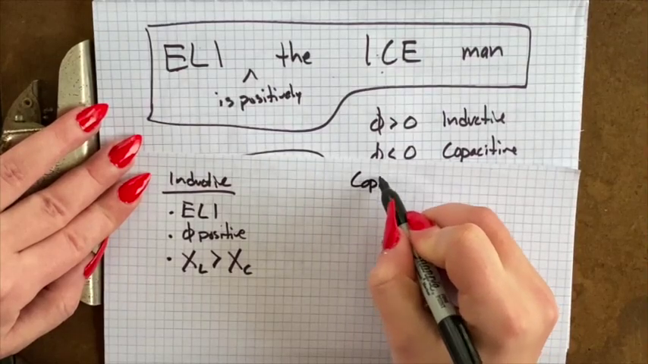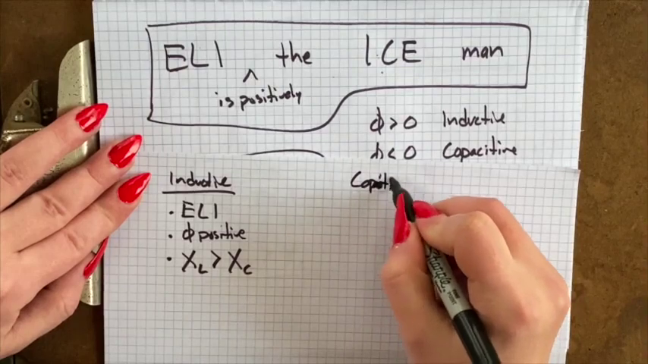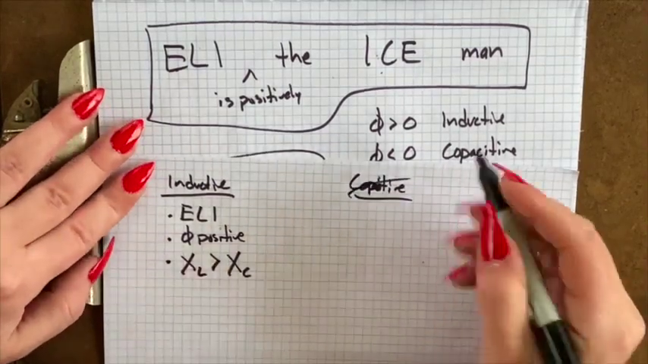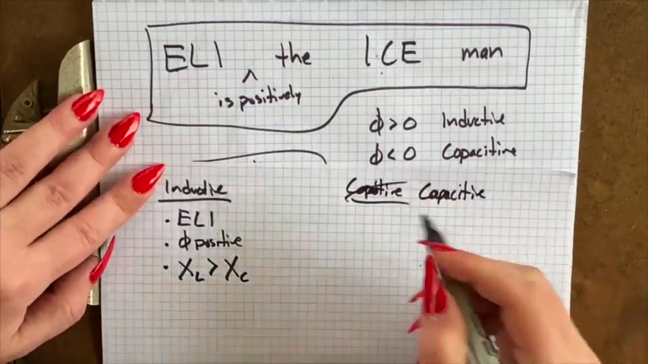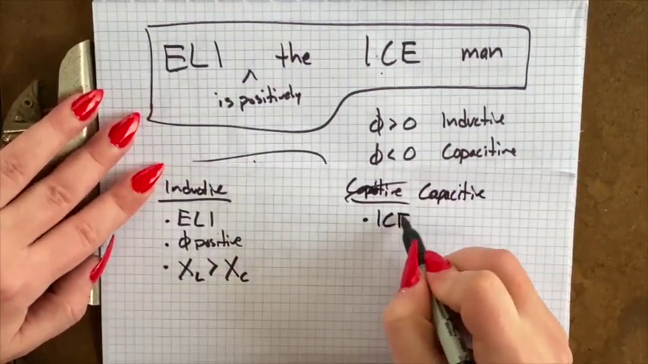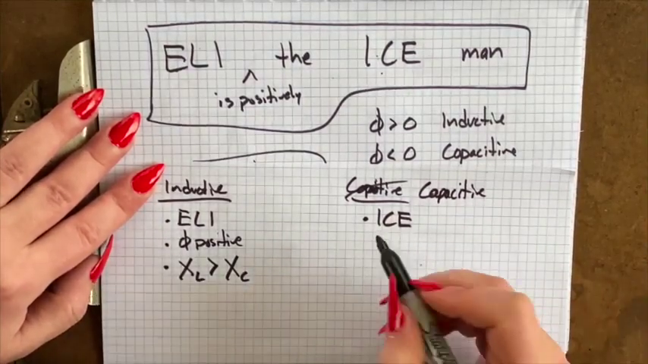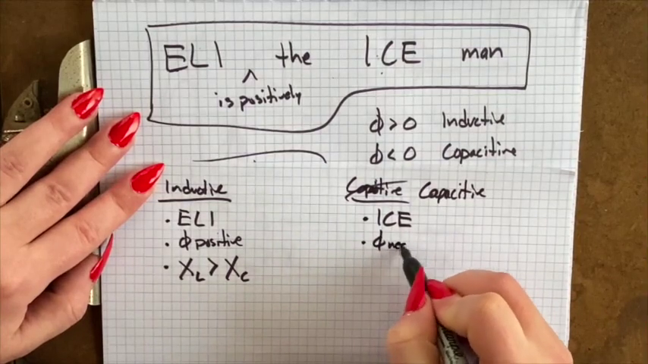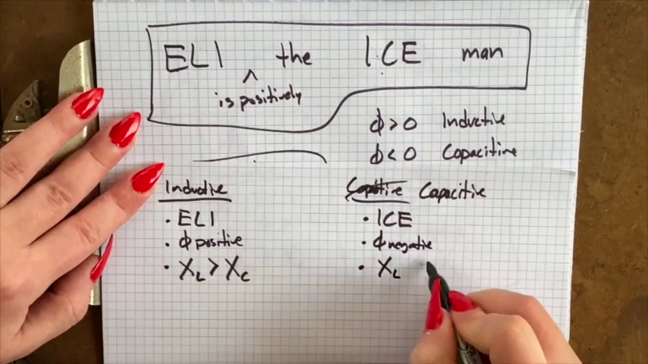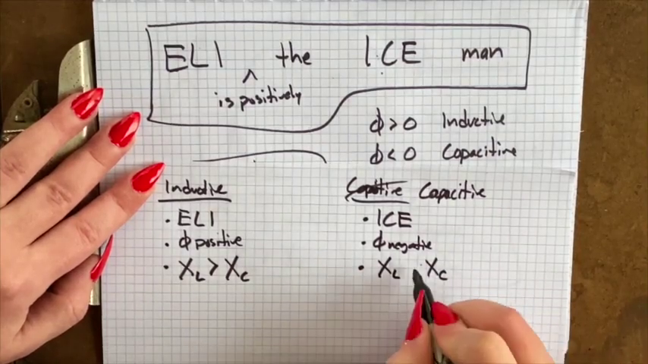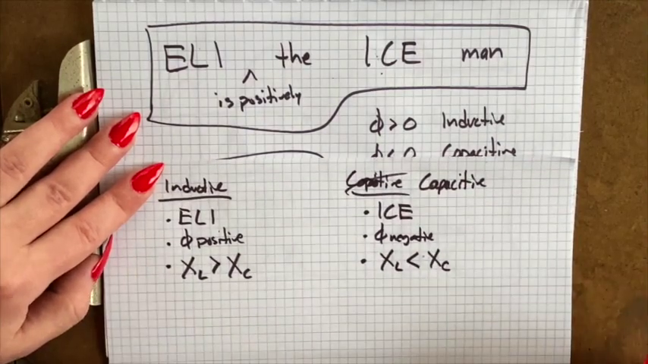So let's look at the other case. How do we determine if it's capacitive? Well, we can look at the trace behavior. Is it ICE or ELI? You can look at the phase angle and see, is it negative? And I bet you can predict this part. Do a direct comparison or an inspection. If it is more capacitive, then the circuit is capacitive, right?